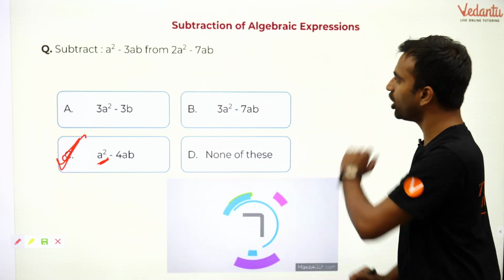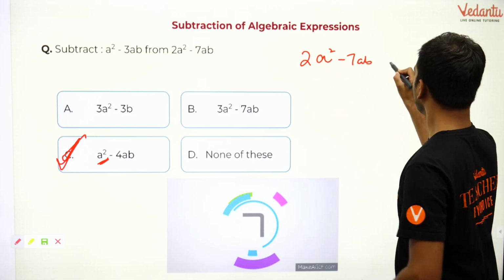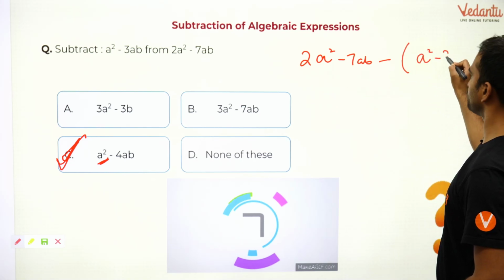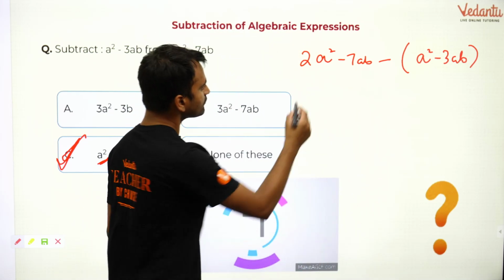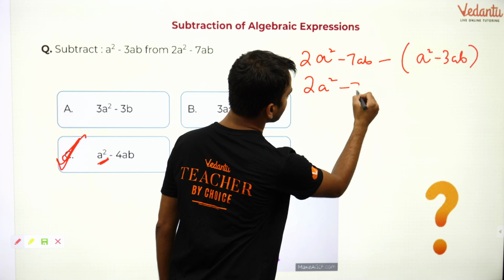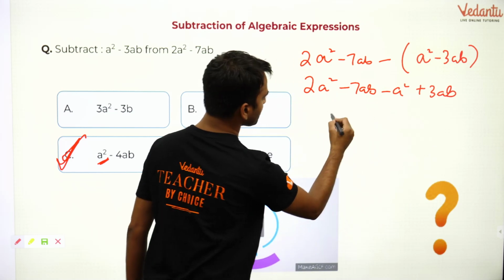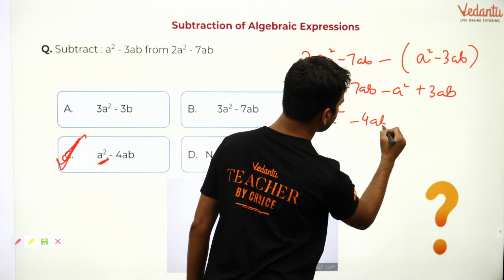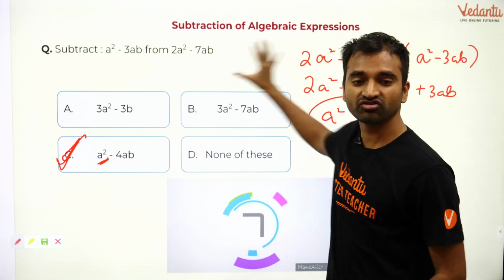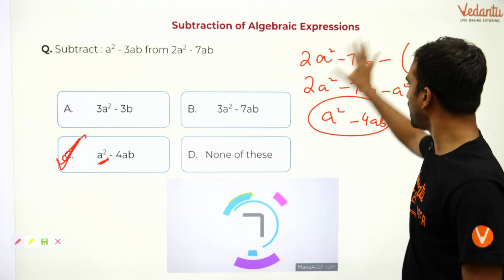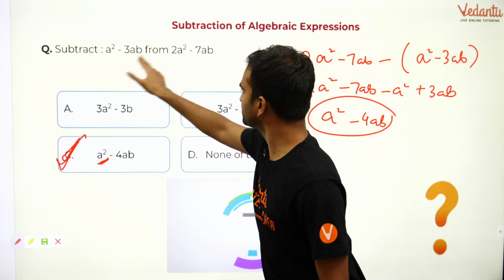You can do it like this: 2a square minus 7ab, minus a square minus 3ab. Is that fine, everyone? So this is how you can write this. Or open this up: 2a square minus 7ab minus a square plus 3ab. This comes out to be a square minus 4ab. Awesome. So if you have options, you can do it without using a pen and paper. You can simply go, okay, subtract this whole thing from this whole thing.